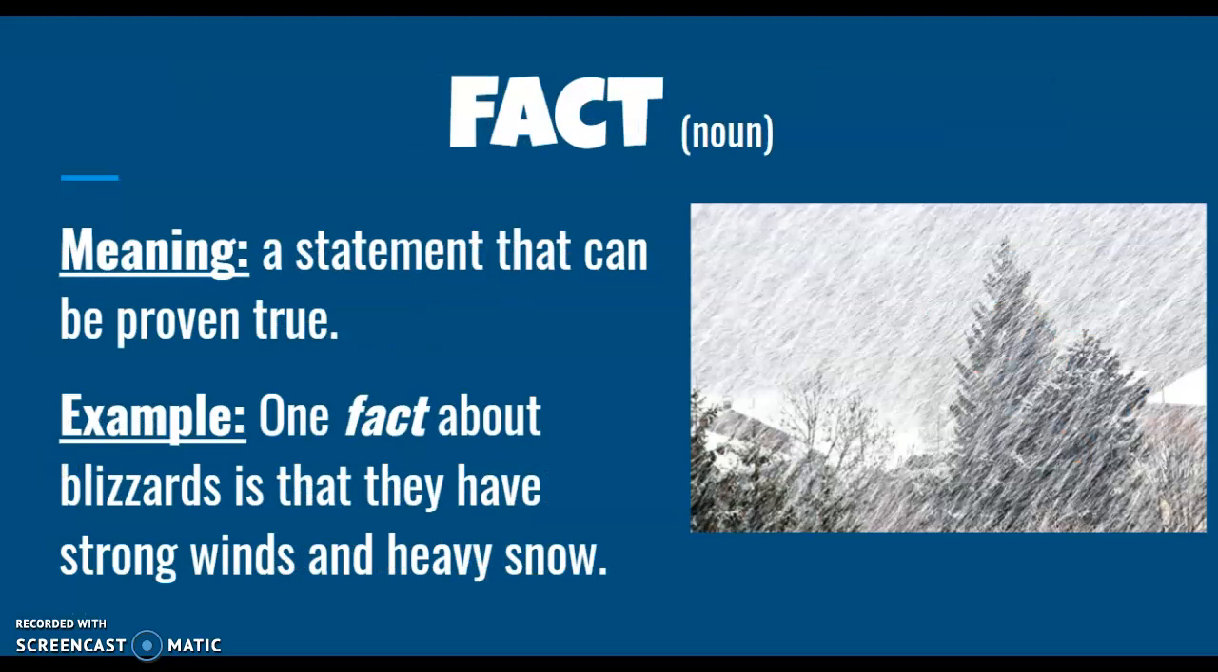So let's talk about what a fact is. A fact is a noun, and it means a statement that can be proven true. So it's something that is always true, and it doesn't matter how you feel or what you think about it. So our example sentence says, one fact about blizzards is that they have strong winds and heavy snow.